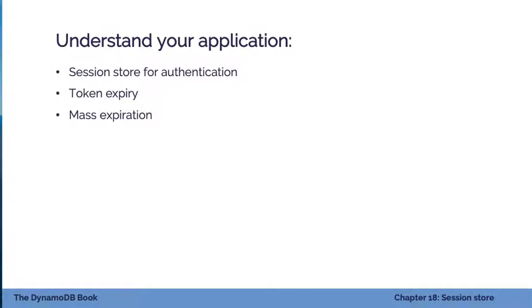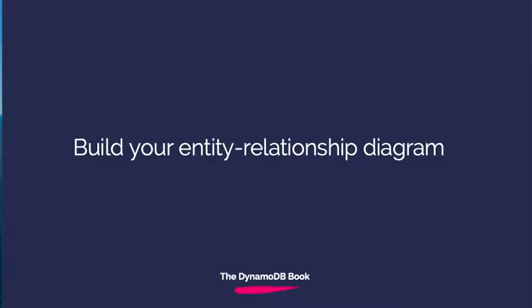So let's wrap that up, make sure we understand our application. Again, we're just building a simple session store that's used for authentication in our app. In addition to basic getting and setting of those tokens, we also need to have token expiry after a certain amount of time, as well as mass expiration if a user requests it. So now that we know that, let's go in and let's build our ERD, that entity relationship diagram.